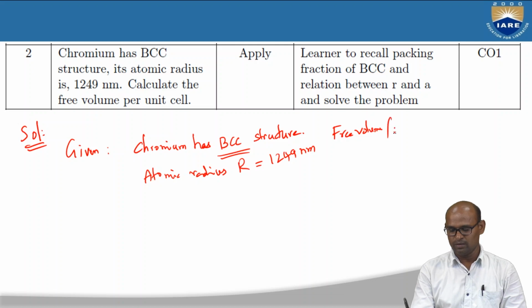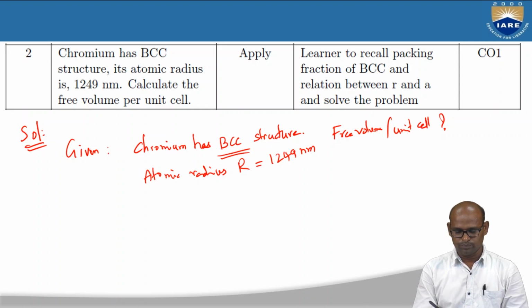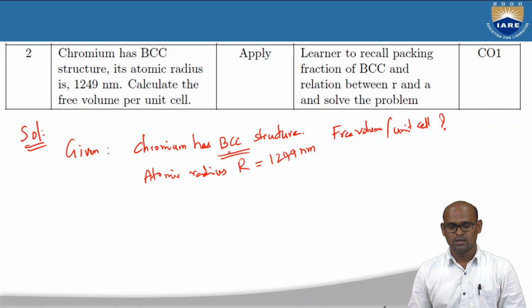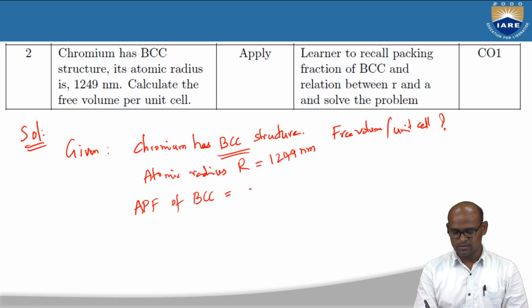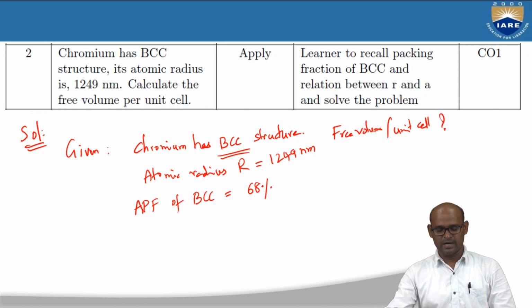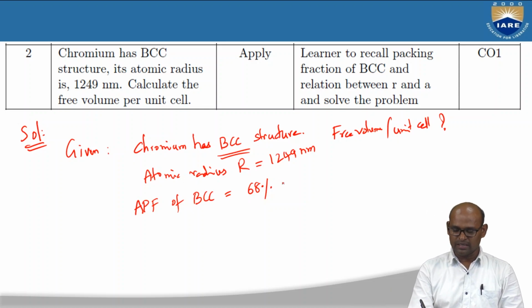free volume per unit cell. Okay. So, that is the question. We know that the given material has BCC structure, and the atomic packing fraction of BCC is 68%. That means in the BCC lattice, 68% of the volume is occupied by the atoms, and the remaining 32% is free volume.